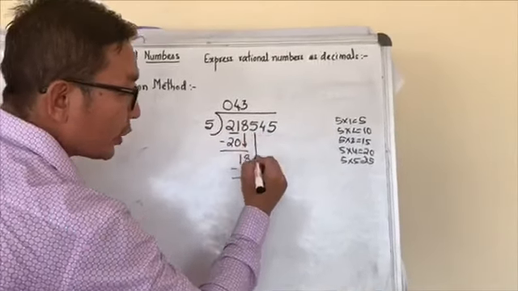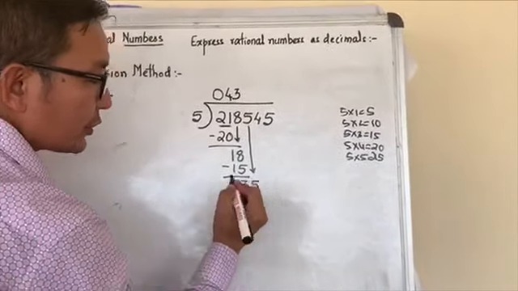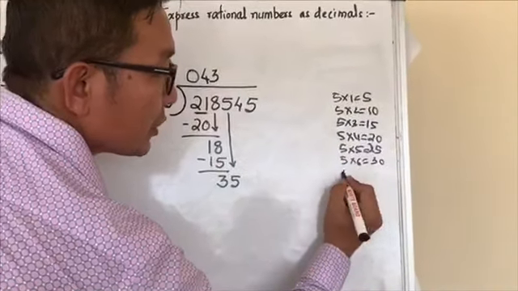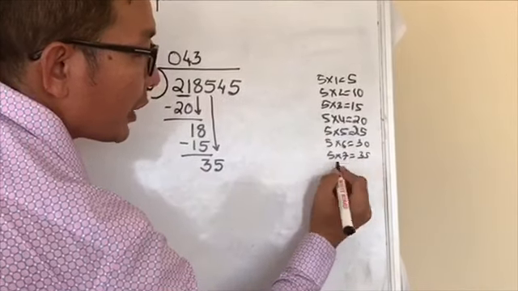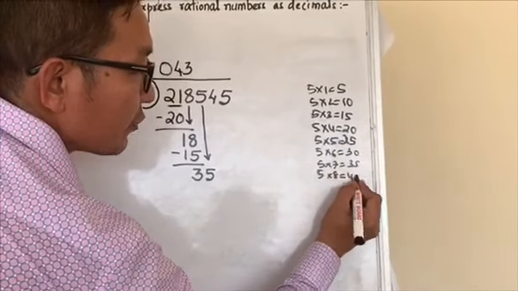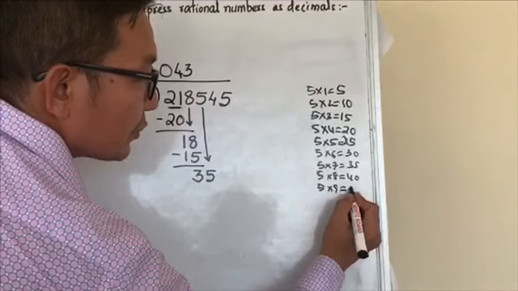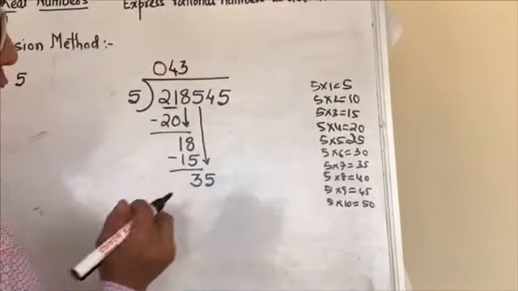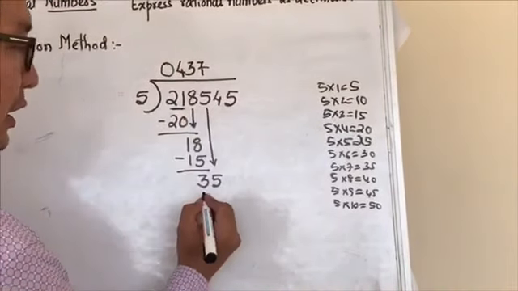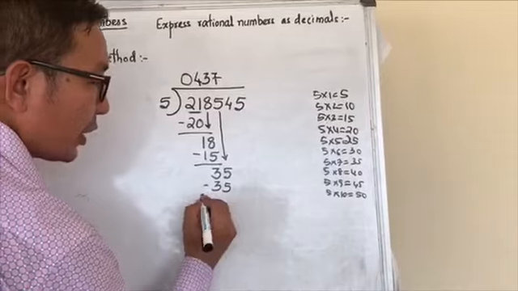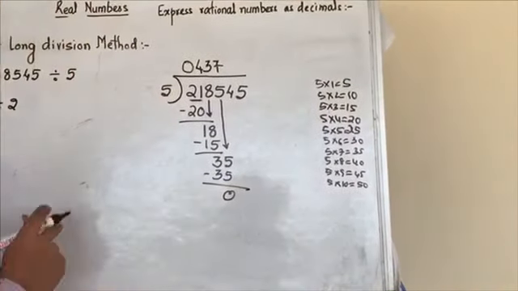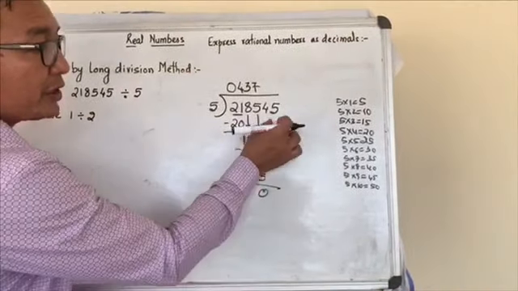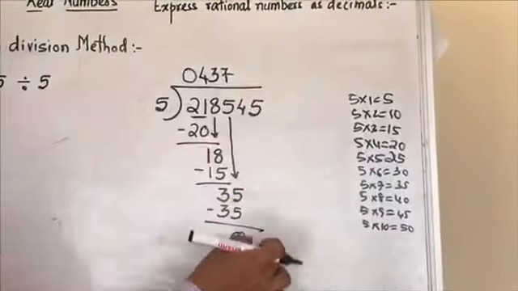Next we need to take down 5. So 5 goes into 35, right? 5 6 times is 30, 5 7 times is 35, 5 8 times 40, 5 9 45, 5 10 times is 50. In this example 5 goes into 35 seven times. 5 7s are 35, so the remainder is 0.